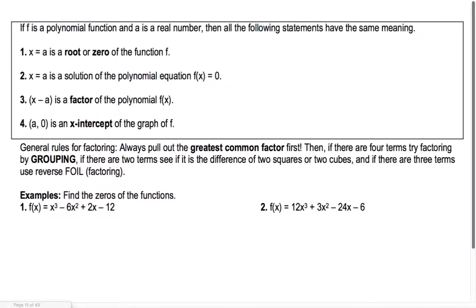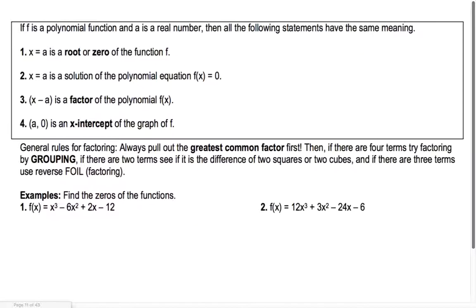All right, so if you remember, books can ask lots of different things. We can phrase the same question in several different ways. So if I say something like, find a root of the function, or find a 0, or find the x-intercept of the function, or find a solution to the polynomial equation where you have a polynomial equals 0, or find a factor of the polynomial, all of these things mean the same thing. Okay, so x-intercepts, roots, zeros, those are all the same thing.